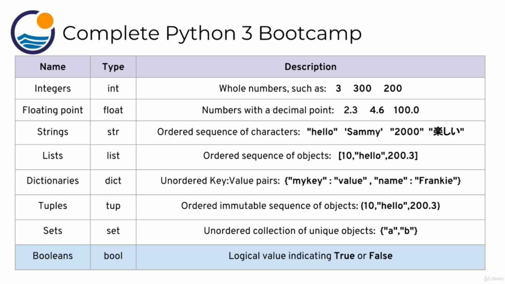Finally, we'll talk about booleans, which are just logical values indicating true or false. Notice how we have a capital T and a capital F. That sort of syntax is necessary for Python. So those are all the basic data types.